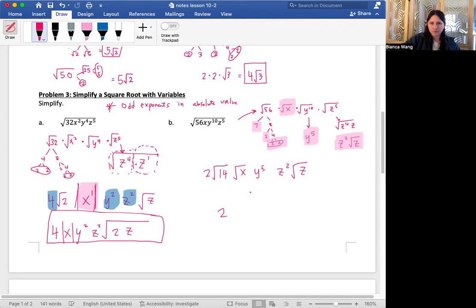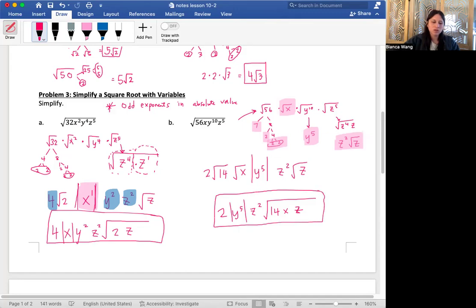Now, if there's an odd exponent, which is right here, we need to put that in an absolute value. So it's going to be 2 times absolute value of y to the 5th times z to the 2nd, and then everything under the same roof: 14 times x times z. That's a z. Okay, hopefully that makes sense. That is our final answer.